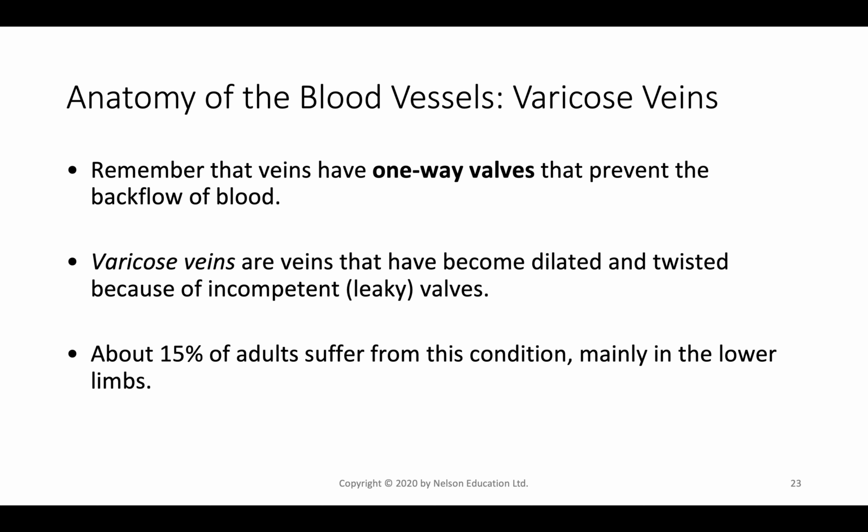So varicose veins are veins that have become twisted because they have incompetent valves or leaky valves, and so the blood's going to just go back in. So instead of just going up and then stopping at the valve, then going up and stopping at the next valve, it's going to leak backwards. And so when we have backflow of blood, we can end up with the veins or vasculature being shown throughout our limbs. Approximately 15% of adults suffer from this condition, some of it more extreme than others, and it typically is going to happen in the lower limbs, like in the legs.